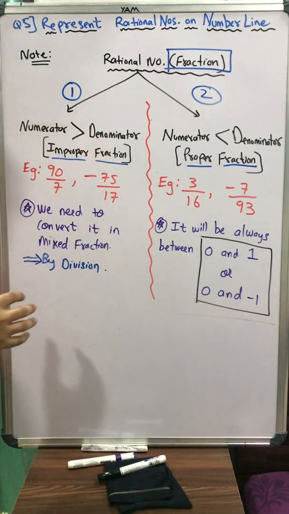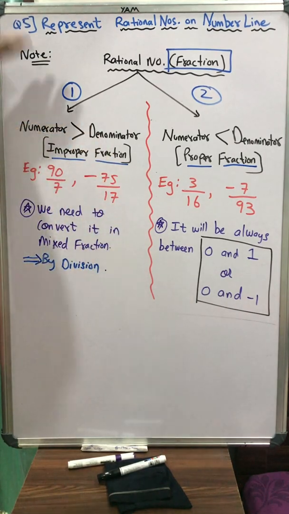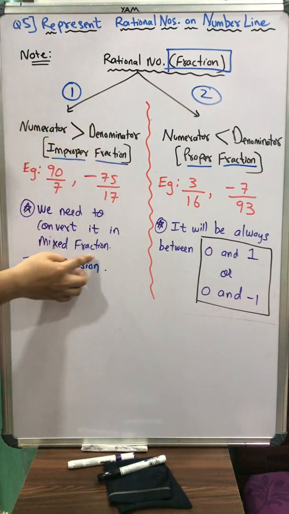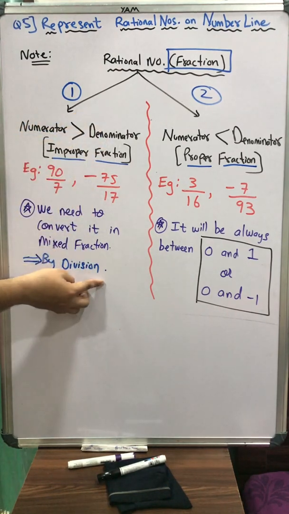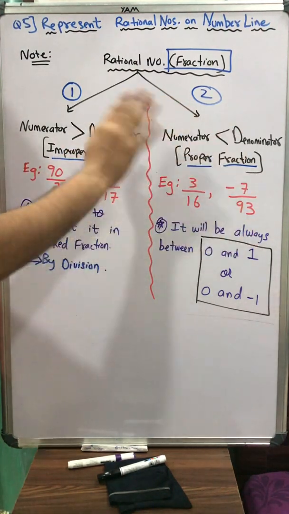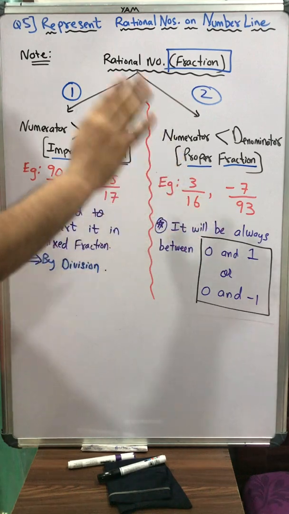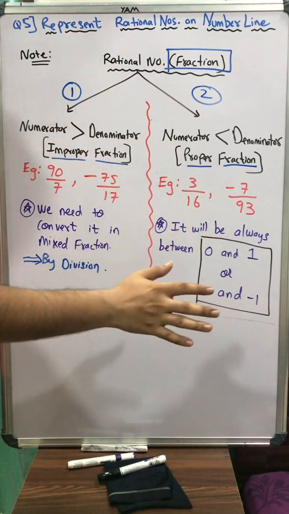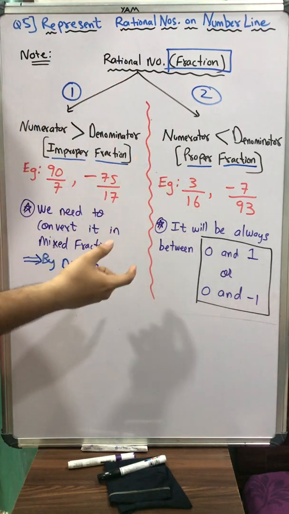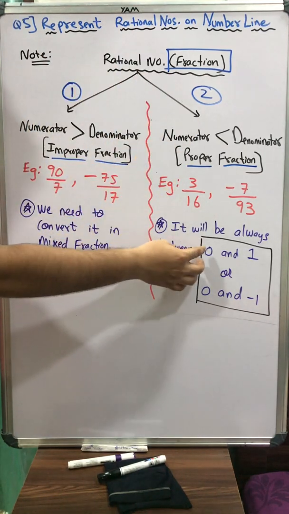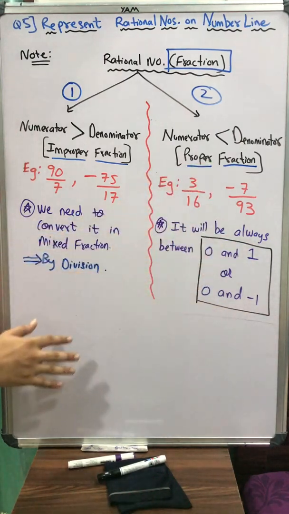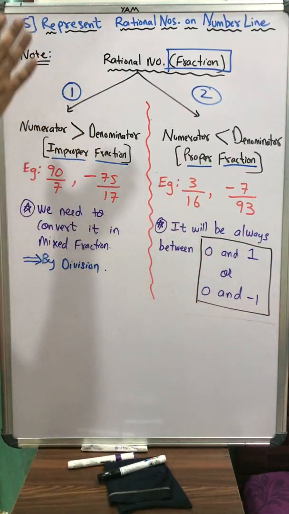So to summarize the discussion, if we have numerator greater than denominator, we need to convert the fraction into mixed fraction by division. And if numerator is smaller than denominator, we don't have to divide anything, but just a most important point we need to remember that the fraction which we will mark on the number line will always lie either between 0 and 1 if it's positive, or between 0 and minus 1 if it's negative. Please pause the video and copy this very well.